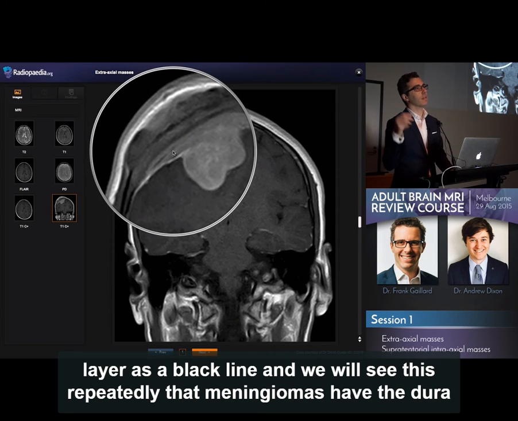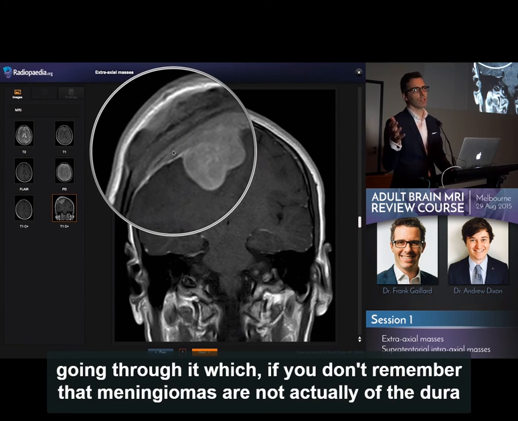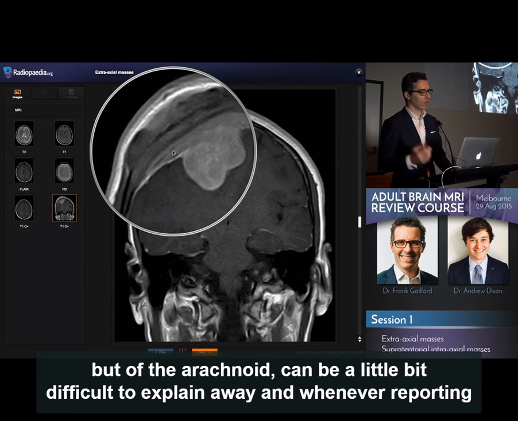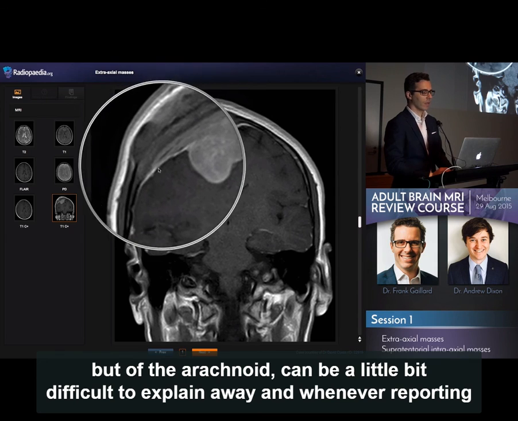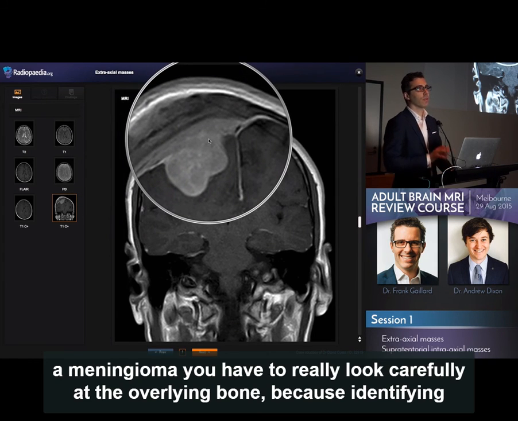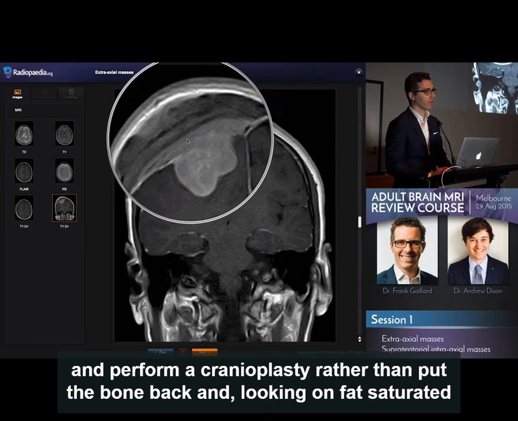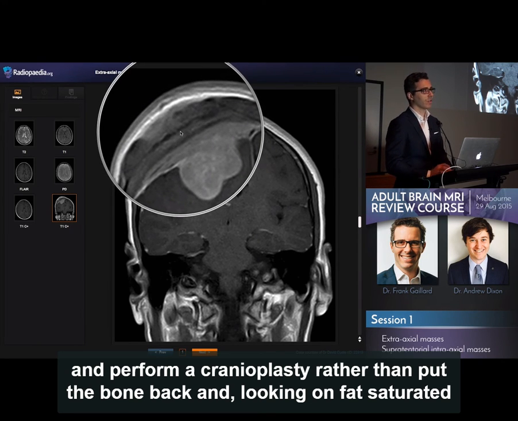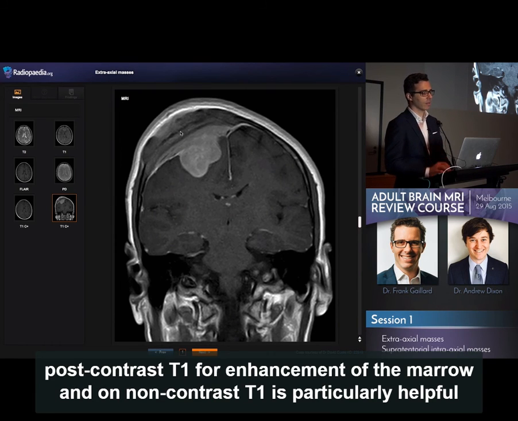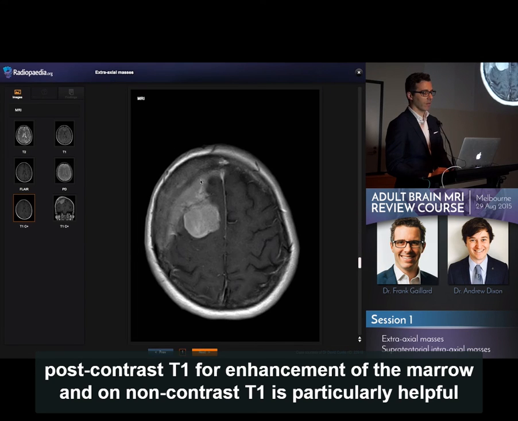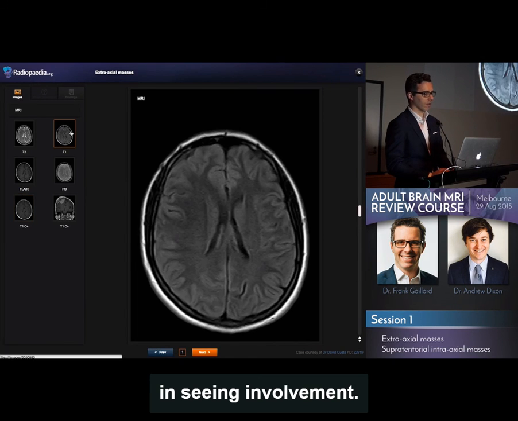And we'll see this repeatedly, that meningiomas have the dura going through them, which, if you don't remember that meningiomas are not actually of the dura but of the arachnoid, can be a little bit difficult to explain away. Whenever reporting a meningioma, you have to really look carefully at the overlying bone, because identifying bony involvement means that for the surgeons, they'll usually throw away that bit of bone and perform a cranioplasty rather than put the bone back. And looking on fat-saturated post-contrast T1 for enhancement of the marrow, and on non-contrast T1, is particularly helpful in seeing involvement.